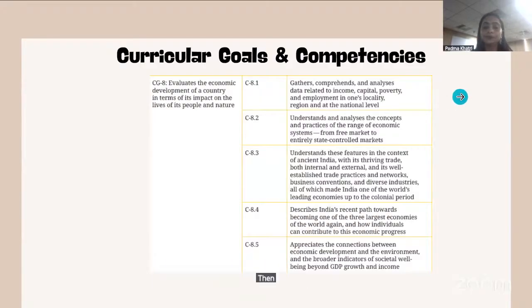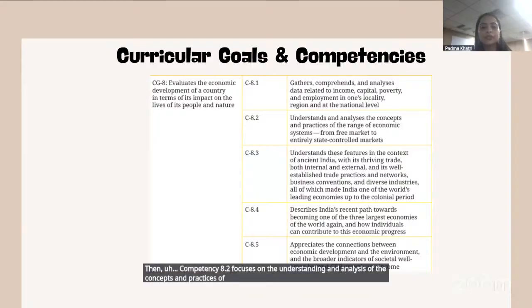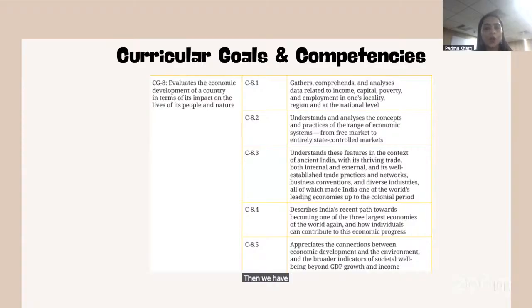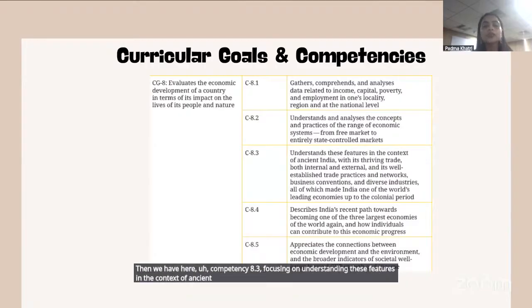Then competency 8.2 focuses on the understanding and analysis of the concepts and practices of the range of economic systems, from free market to entirely state-controlled markets. Then we have here competency 8.3, focusing on understanding these features in the context of ancient India. Again, you can see there is an interdisciplinary approach. Now we are going to ancient India to know about these features.